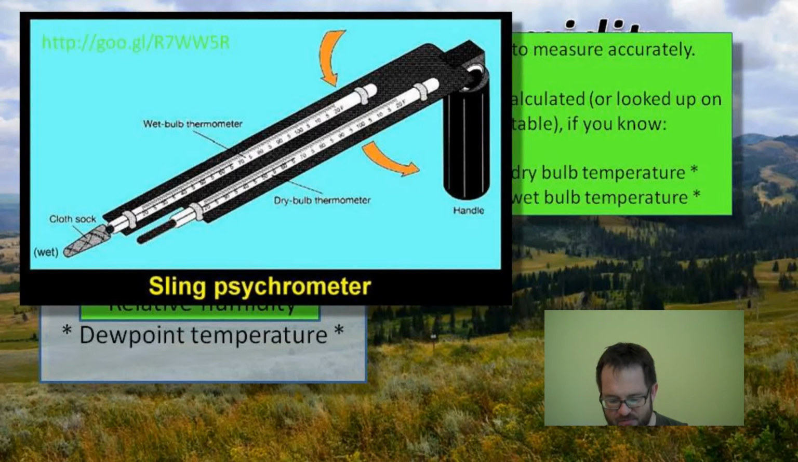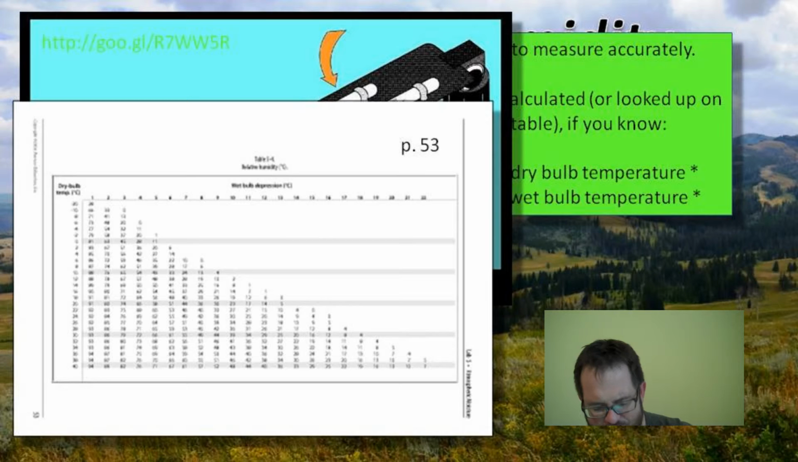The difference between the wet bulb temperature and the dry bulb temperature is a number called the wet bulb depression, and you use the dry bulb temperature and the wet bulb temperature on pages, I think it's 52 and 53 in your lab manual, to actually determine the relative humidity. The equations to do it are a bit of a mess, but quite accurate. It just provides you with a table.